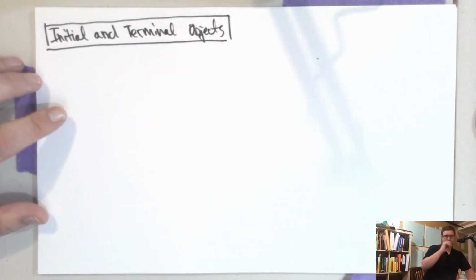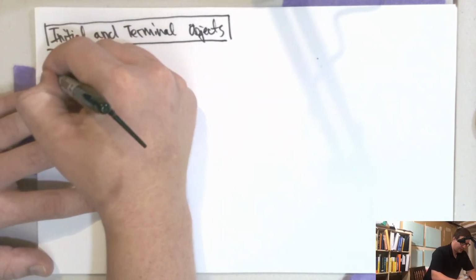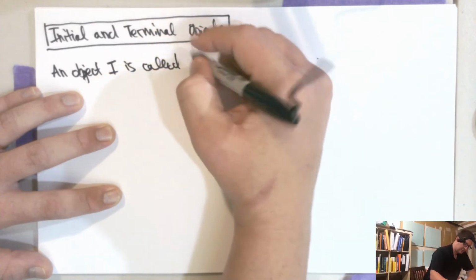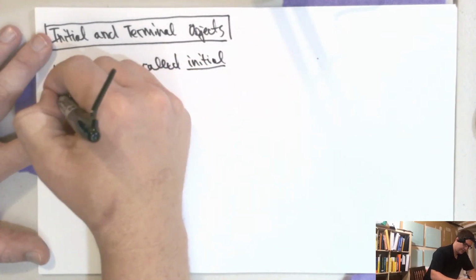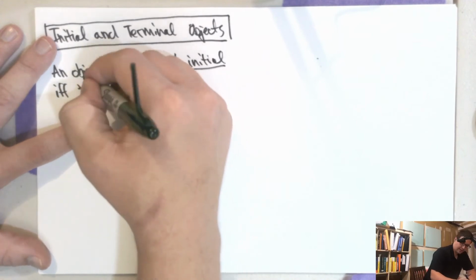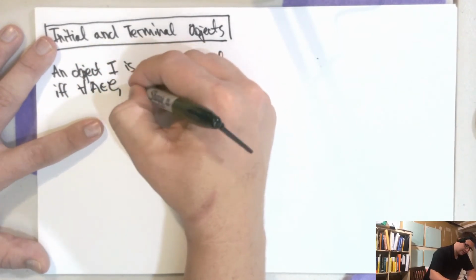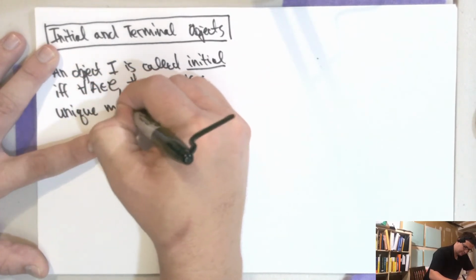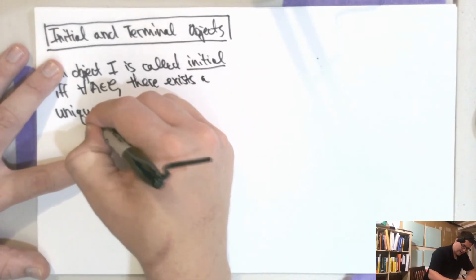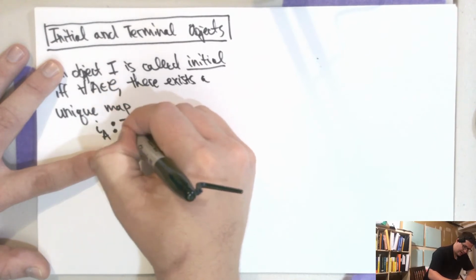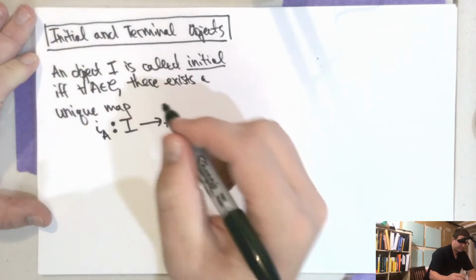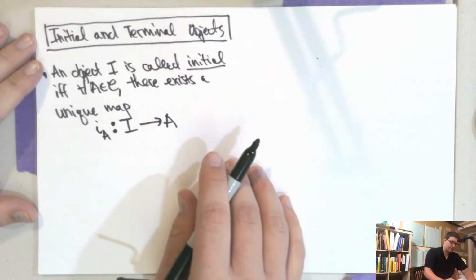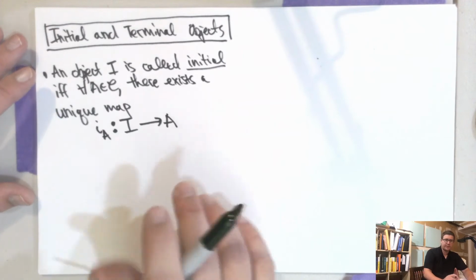Okay, so what's an initial object of a category? So a category, an object I is called initial if and only if for all A and C, there exists a unique map, I don't know, we can call this I of A, from I to A in the category. Okay, so for every object, there's a map like this. So in particular, the empty set is always included as a subset of a set, or another way to say it is the zero abelian group is always inside the group.